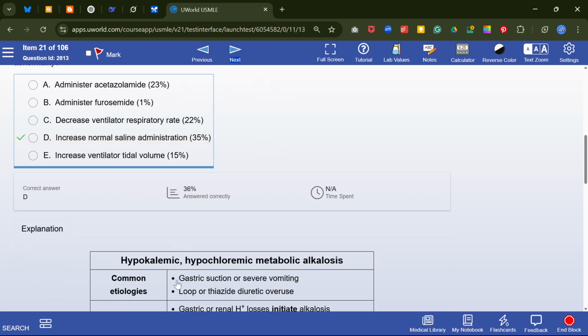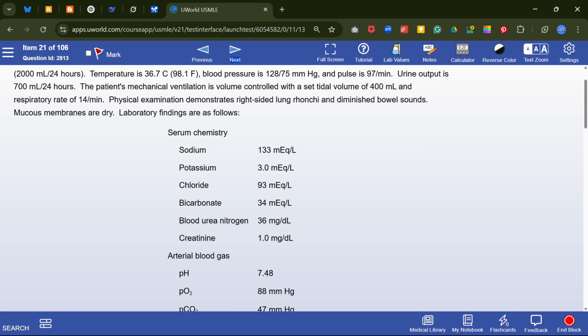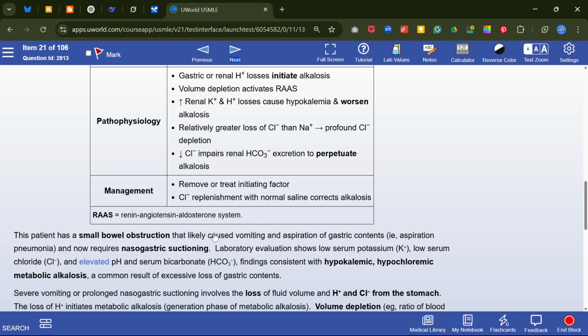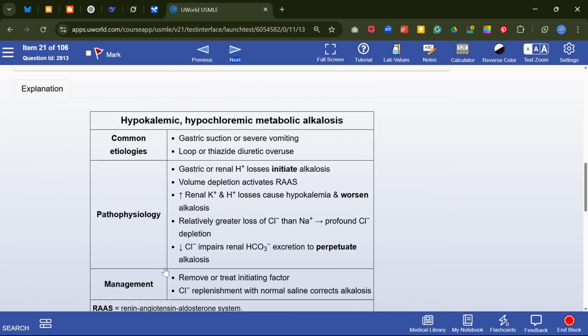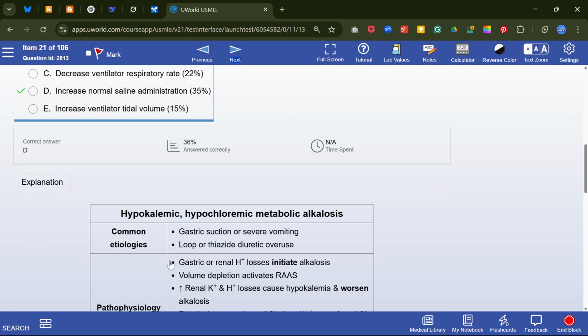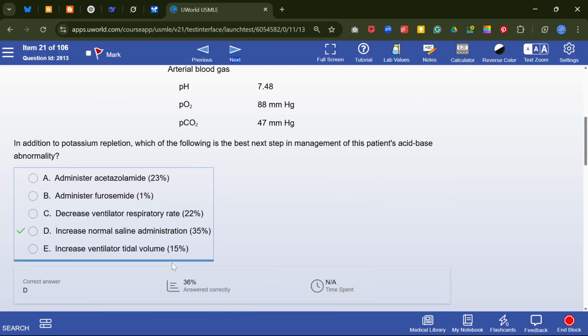Chloride is low, potassium is low, so hypokalemic, hypochloremic metabolic alkalosis. It may be due to small bowel obstruction. So hypokalemic, hypochloremic metabolic alkalosis. In this case, normal saline infusion should be given.